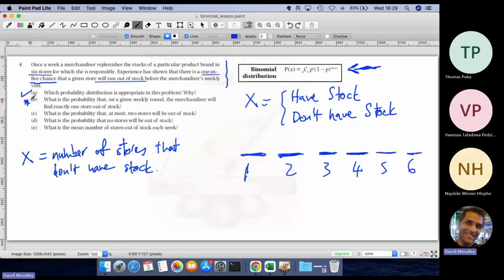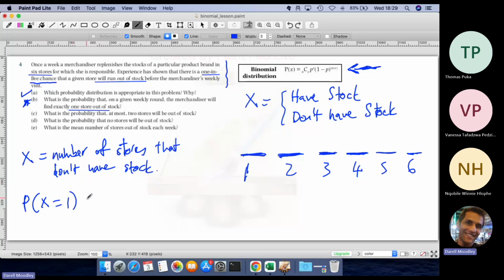And so what question B is asking us to do is determine the probability that on any given weekly round the merchandiser will find exactly 1 store out of stock. So if X is the number of stores out of stock, what they're asking you to work out is the probability that X is equal to 1.